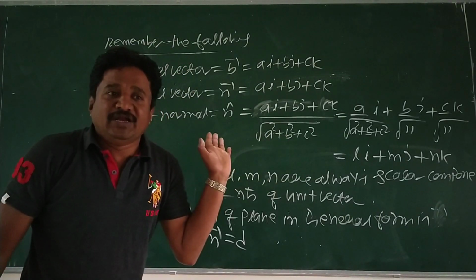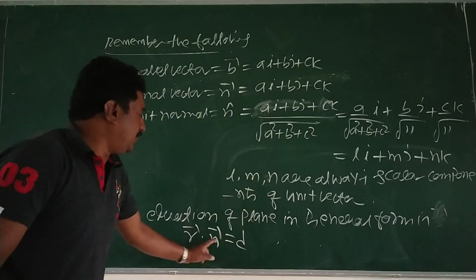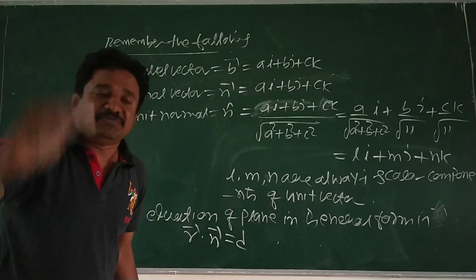We derived it just now. If I write r dot vector n is equal to d, it is a general equation of plane.